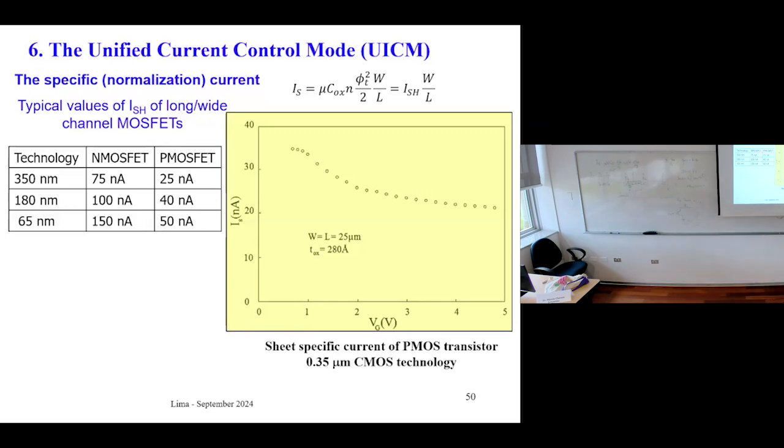Look, the Cox is the same for both transistors. They are processed simultaneously, so the oxide thickness is the same for both. Okay, the N factor, well, it's not much different. You see that the IS also includes the N factor here.